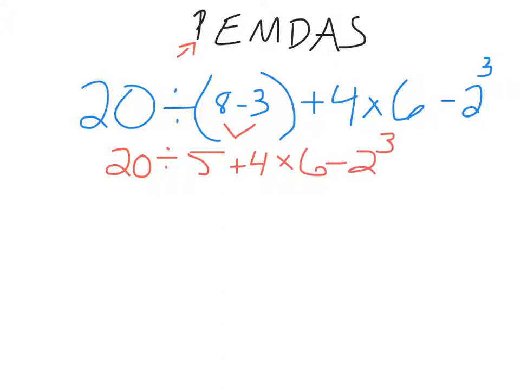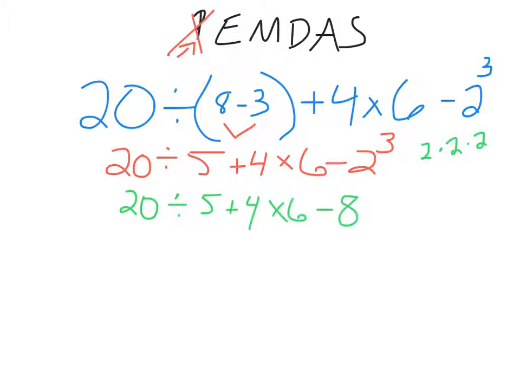So now that tells me what I have left, and that means I'm finished with that first step, and I can move on to the next step, which says E for exponents. And we do have an exponent down at the very end. 2 to the power of 3, remember, means to take 2 and multiply it 3 times. So 2 times 2 I know is 4, then 4 times 2 would be 8. So that means I'm left with 20 divided by 5 plus 4 times 6 minus 8. And see, what we're doing is shrinking this as we move along, making it to where we have less to do.